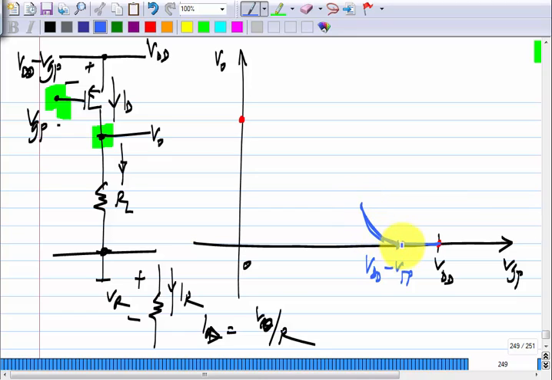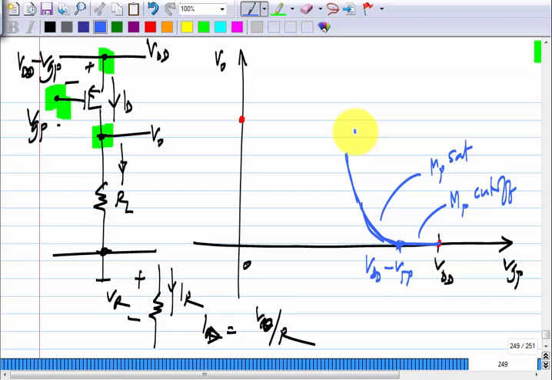What region is the transistor in here? Triode region, saturation? Because the voltage across the transistor is very large, right? It's almost equal to VDD, isn't it? Whereas VSG is small, so it will be in saturation region. So here, when it starts increasing, it will be in saturation region, and it will go on increasing.